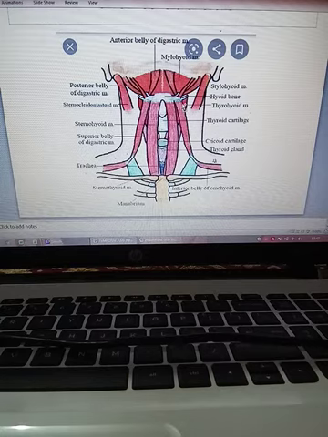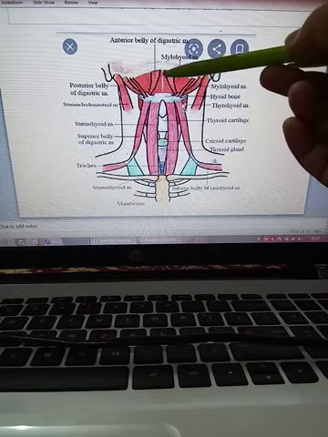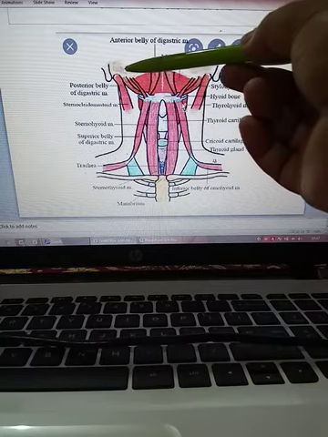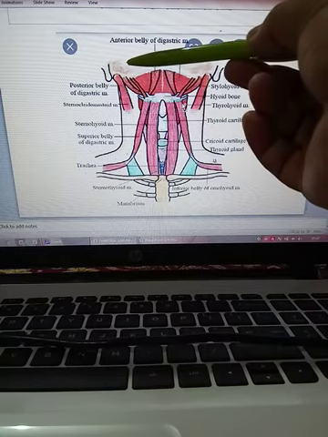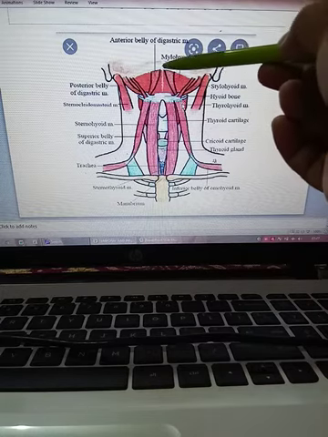Then comes your geniohyoid. Your geniohyoid muscle, it arises here. Your mandible has got tubercles, superior genial tubercles and inferior. It arises from the inferior genial tubercles.